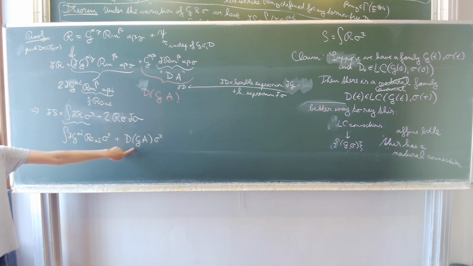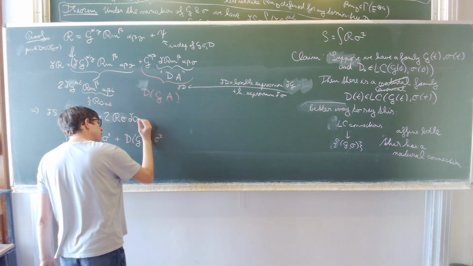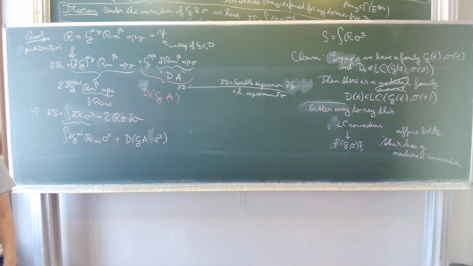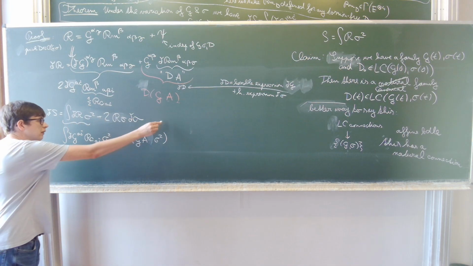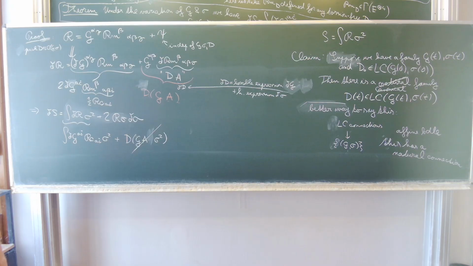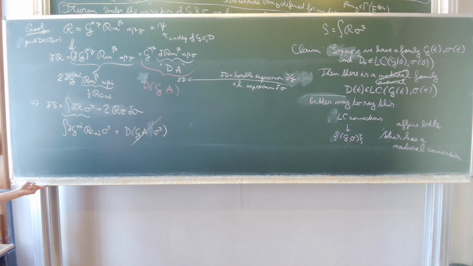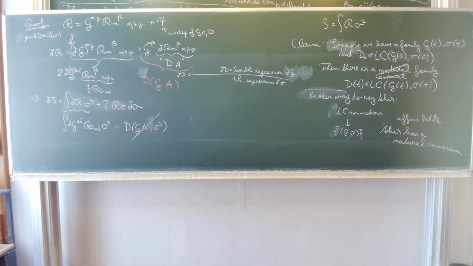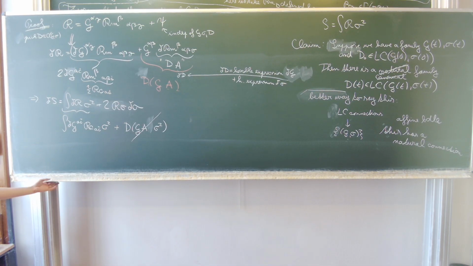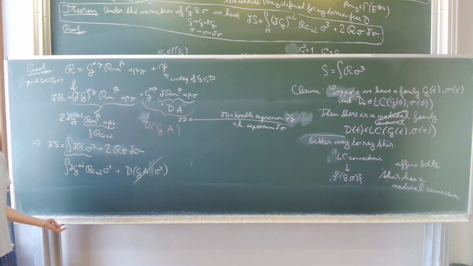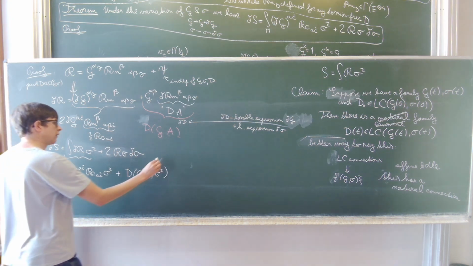But D preserves not only G, it preserves sigma, so I can just as well put sigma here, and then I can use my integration by parts to say that this is 0, because, of course, this is compact. And that's what I wanted to prove. It's the variational formula. Okay?